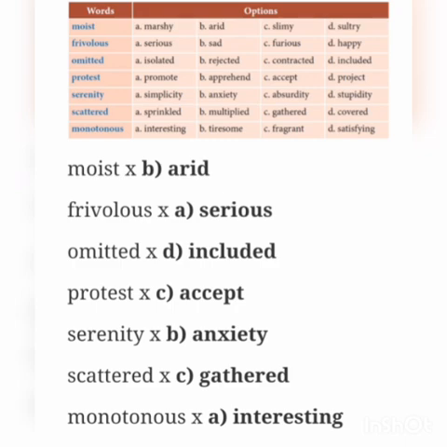Serious. Omitted, antonym: included. Protest, antonym: accept. Serenity, antonym: anxiety. Scattered, antonym: gathered. Monotonous, antonym: interesting. Okay. The next one, B.